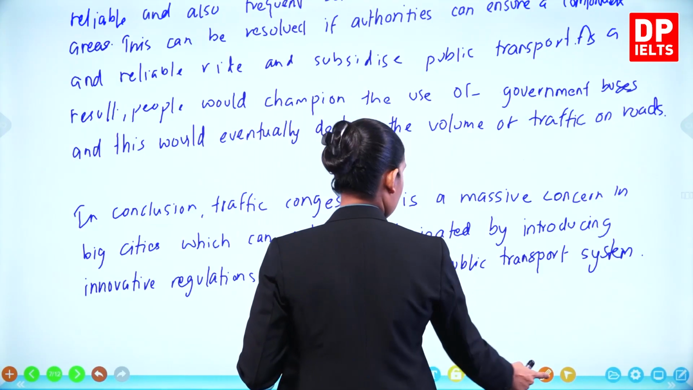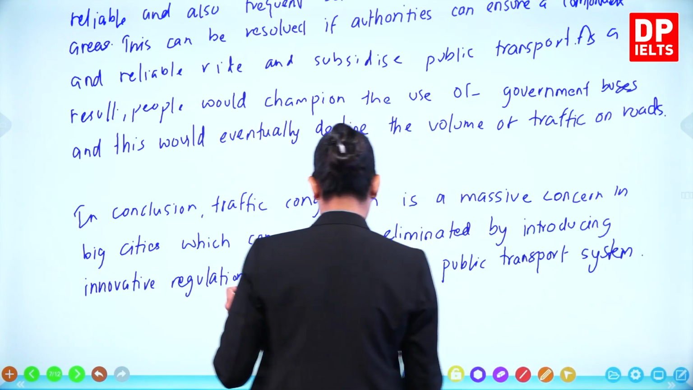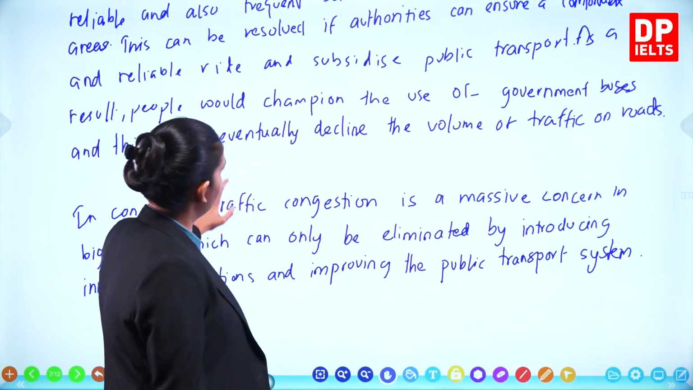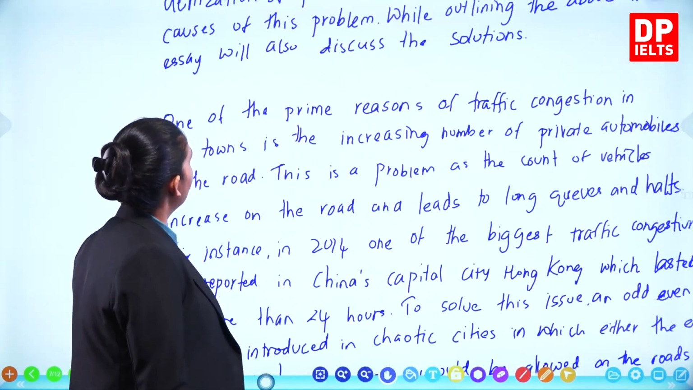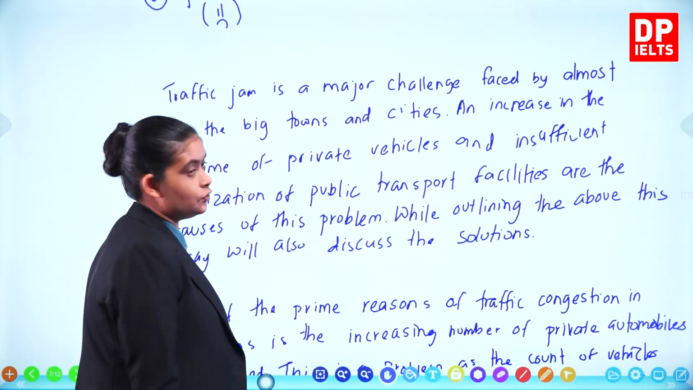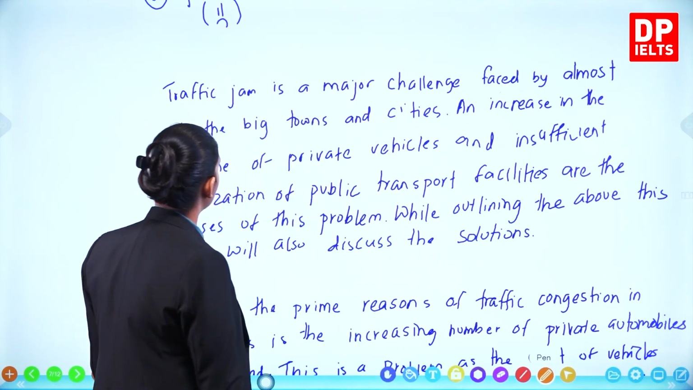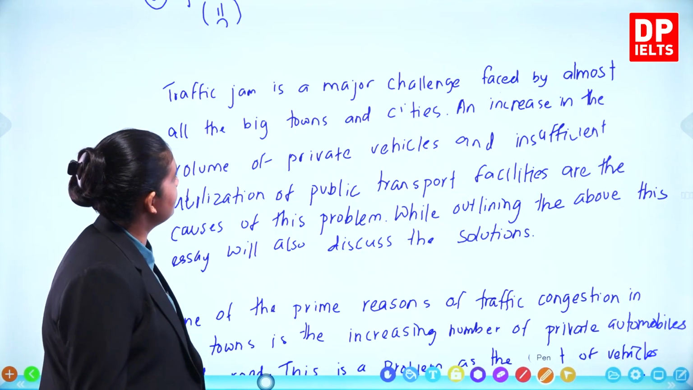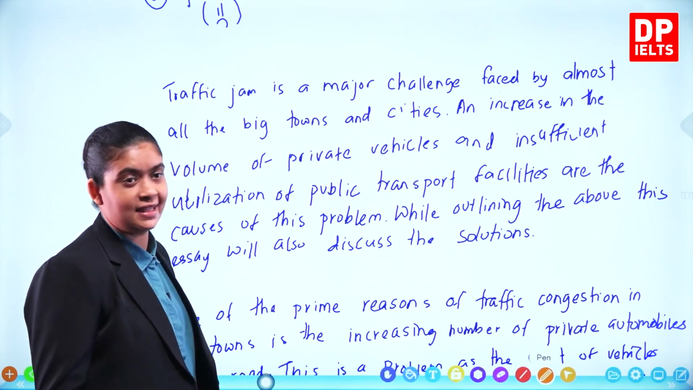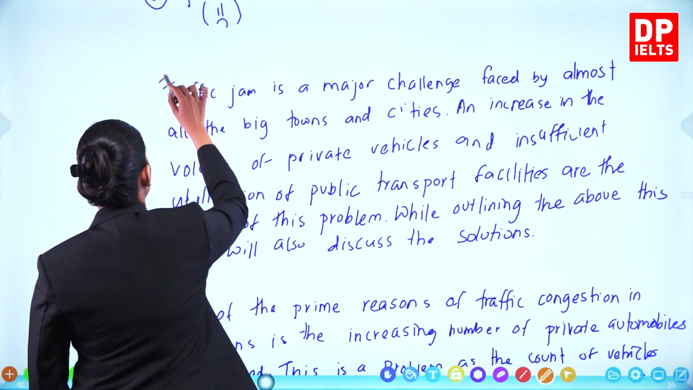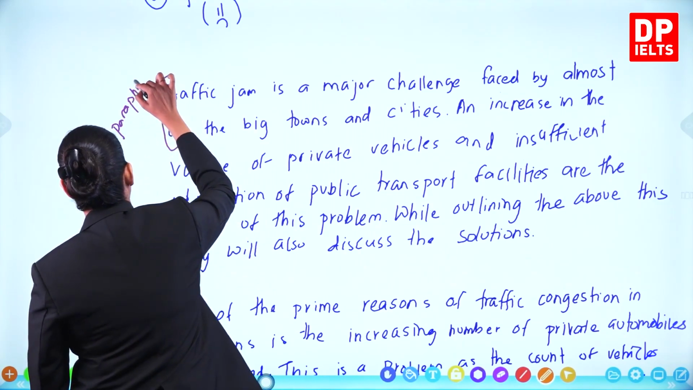Right, so let us have a look at our long answer. What have we got here, right? Now here I started with the introduction, okay? So what did I do here? Paraphrase the question. Traffic jam is a major challenge faced by almost all the big towns and cities, okay? So this one is more like the paraphrased question.